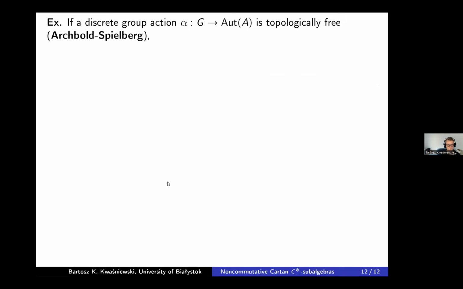So this is the most famous condition, I guess, for group actions considered in literature, for instance, for purely infinite cross products. So we have a discrete group action which is topologically free in the sense of Archbold and Spielberg. There are plenty of papers considering actions with this condition. Then the algebra A sits in the reduced cross product as a non-commutative Cartan algebra. So this means that all these papers that view this condition in fact deal with non-commutative Cartan inclusions. So there are plenty of them. So this is one way.